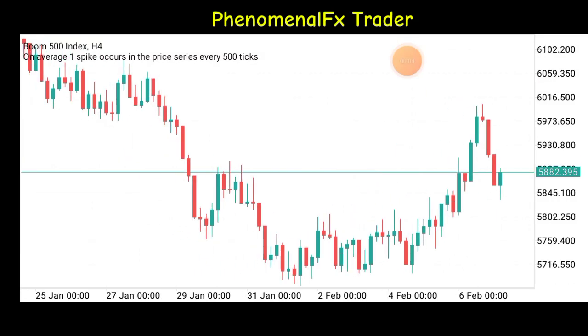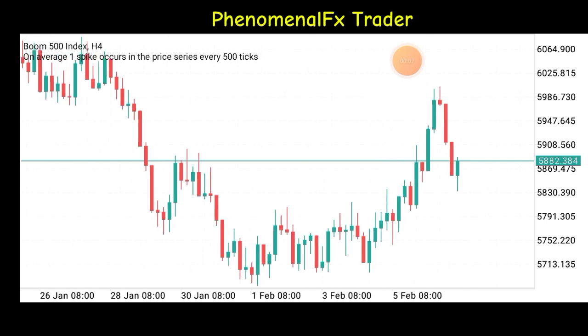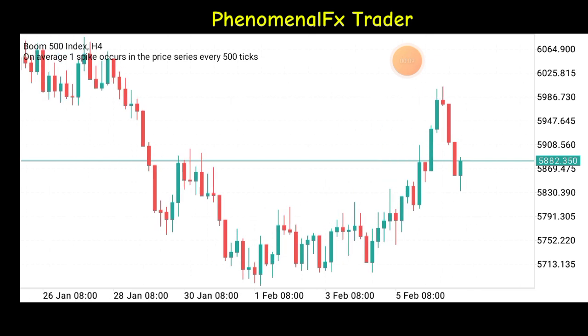All right, so in today's video we'll be looking at what to look out for when you are marking out zones. Things you have to look out for when you're marking out zones that you expect the market to react from, and also you can take actions or trades from those zones. So while marking out the zones, there are things you have to look out for.